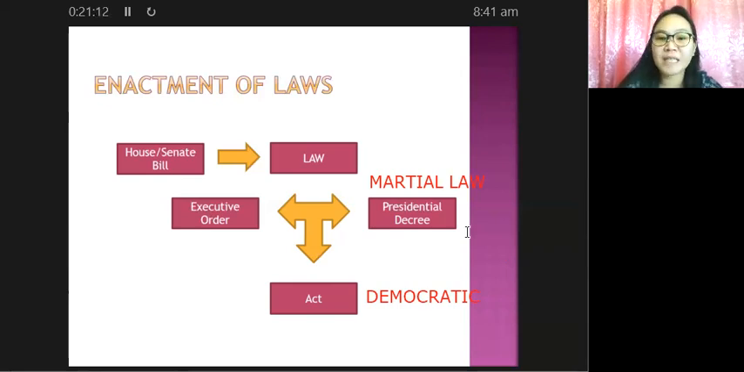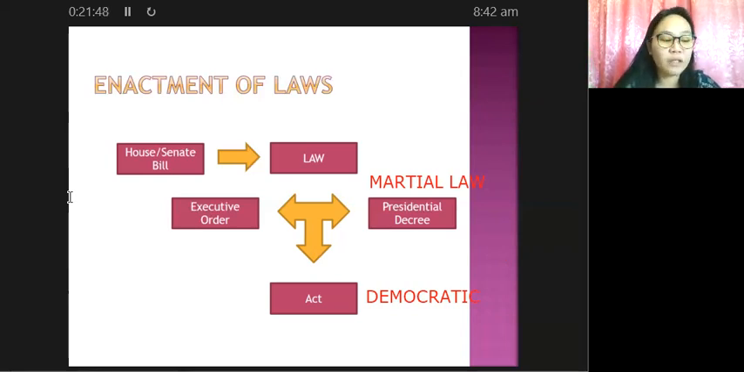In addition to presidential decrees and Republic Acts, if you are going to look at the Administrative Code of 1987, the Office of the President may actually promulgate executive orders. So what are executive orders?